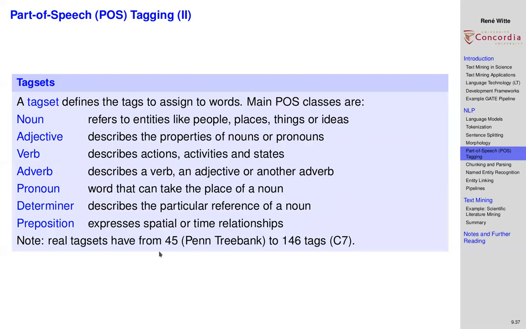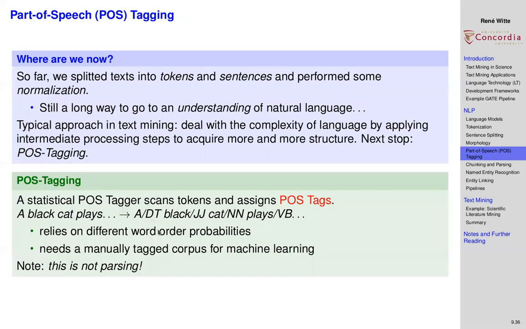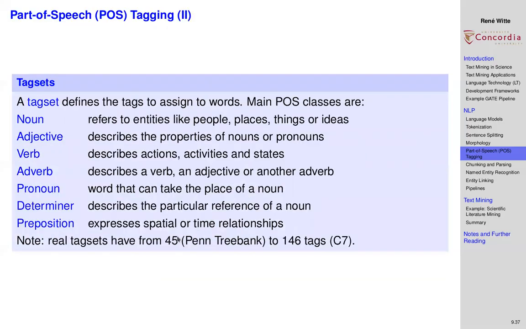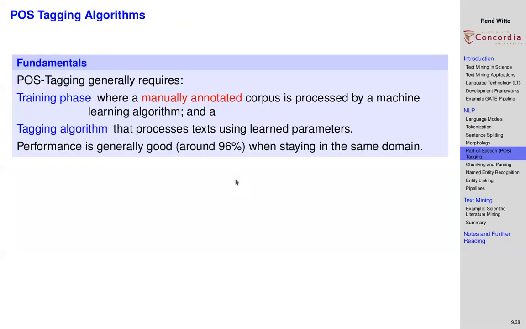The number of different tags that are being used, these abbreviations here, differ depending on the tag set. In practice, some tag sets have, for English, 45 different tags, to more than 146 tags in the C7 tag set. You can imagine the more fine-grained it is, the more information you have for later processing, but also the more difficult it is to get a high accuracy.